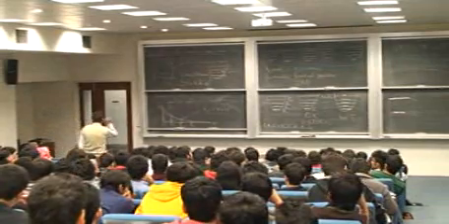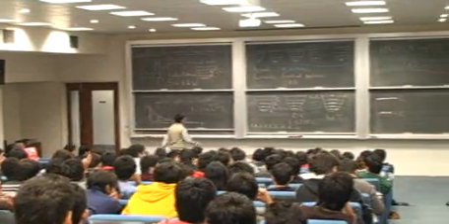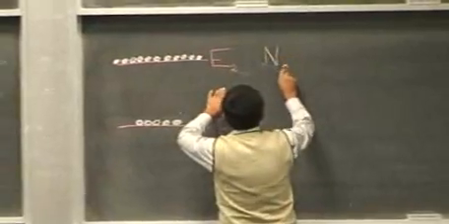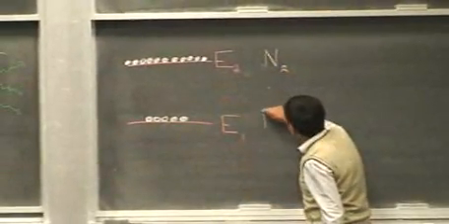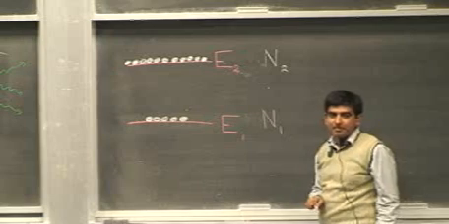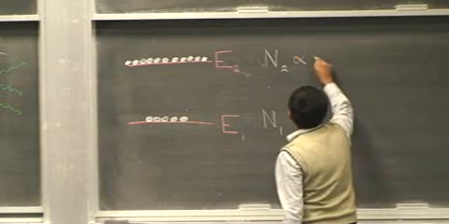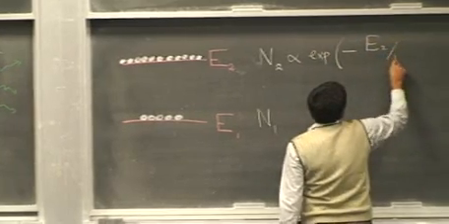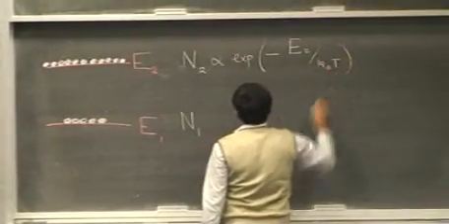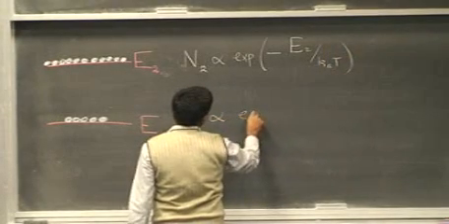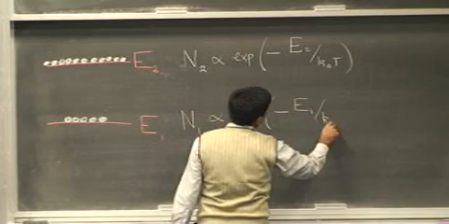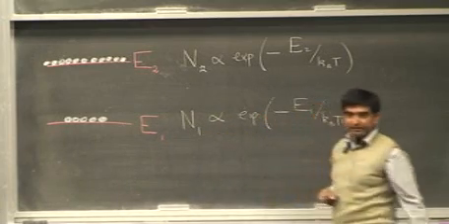Let me show you how. You can look at it from a mathematical perspective. Suppose the fractional population of E2 is N2. The fractional population of E1 is N1. Now N2 is proportional to exponent minus E2 over kBT. N1 is proportional to exponent minus E1 over kBT. Right?